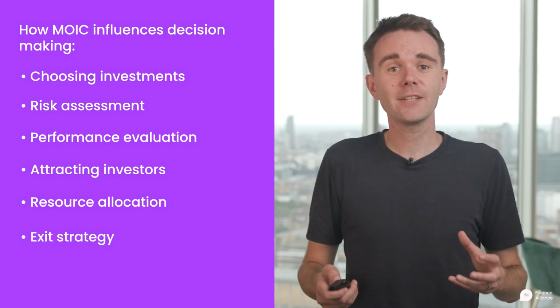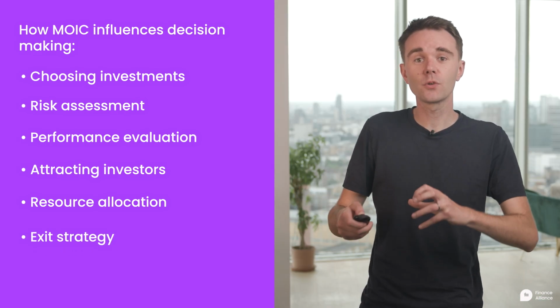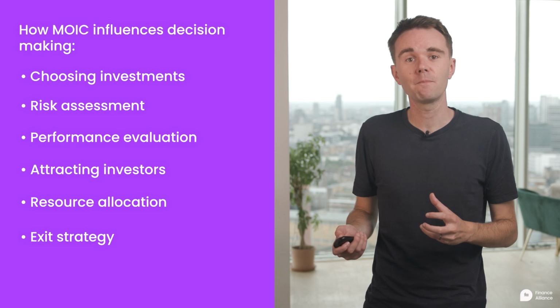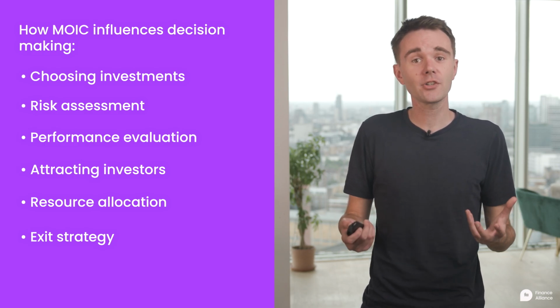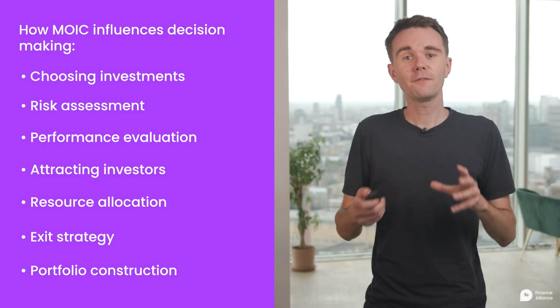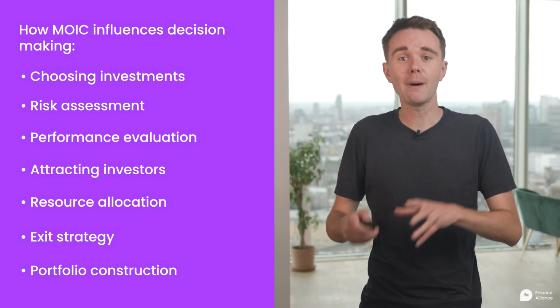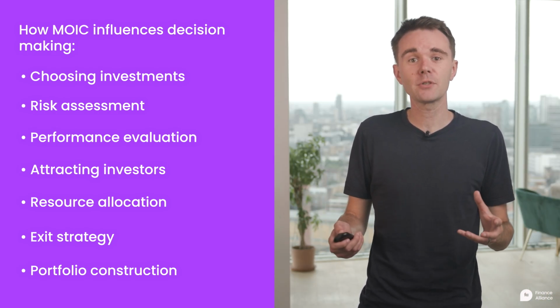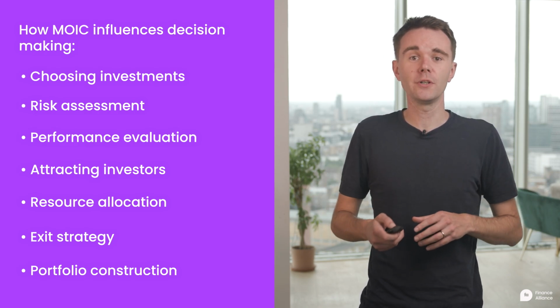Number six is exit strategy. If an investment hits or surpasses its MOIC target, investors might be more likely to cash out and simply take the profit. Number seven is portfolio construction. Fund managers use MOIC to balance their portfolios and allocate capital across different investment opportunities. They may aim to maintain a certain average or targeted MOIC for their overall portfolio, which influences how they distribute their investments. So that's everything you need to know about MOIC.